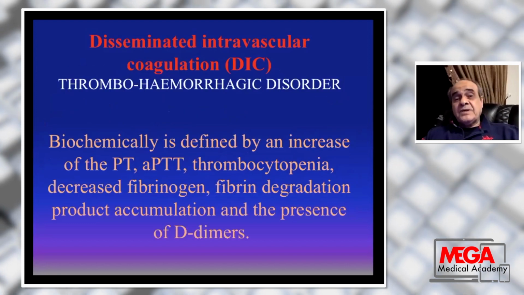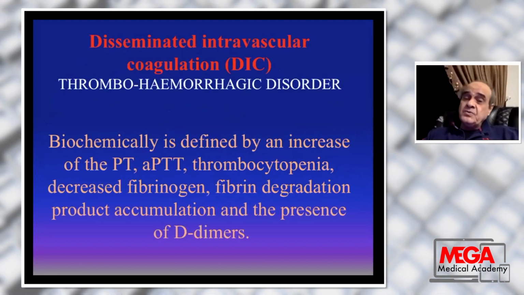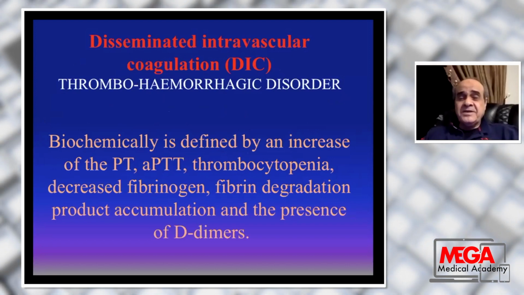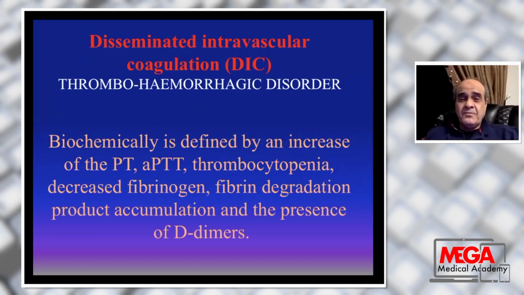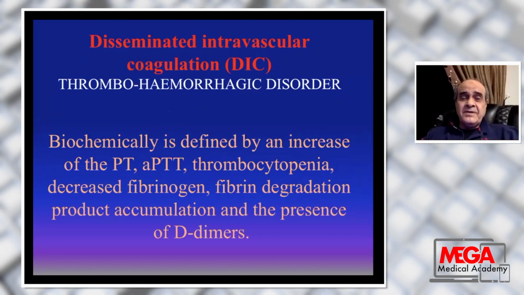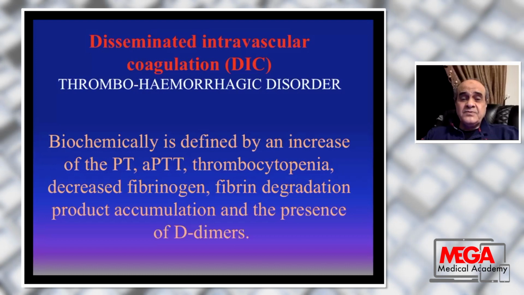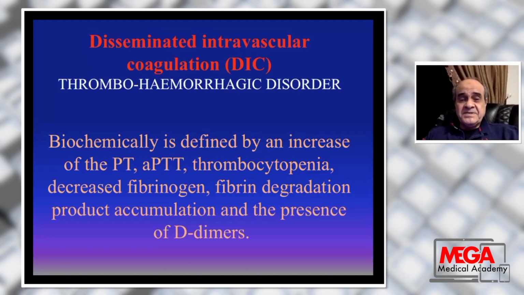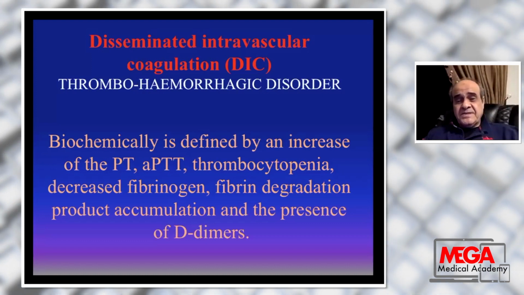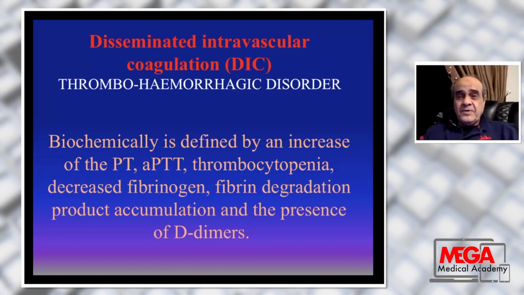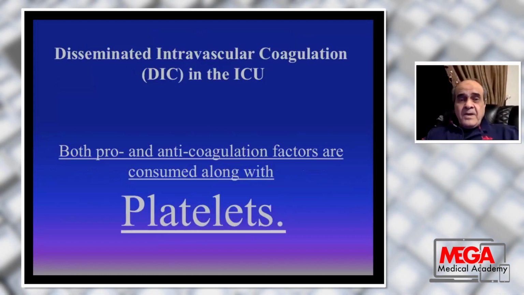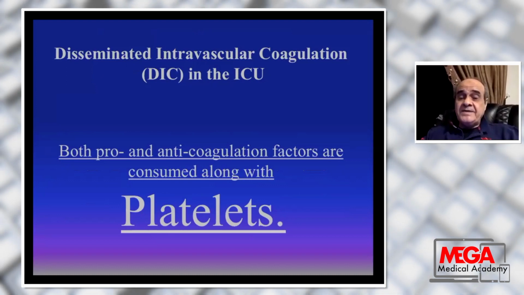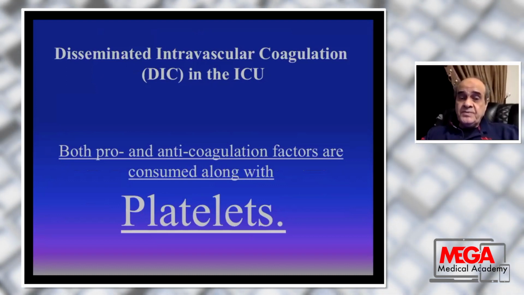Disseminated intravascular coagulation, or thrombohemorrhagic disorders: we sometimes face these problems, and the degree of severity differs from patient to patient, but we can be faced with this problem, especially in multi-organ failure, in severe sepsis, and in situations like placental abruption and amniotic fluid embolism. In DIC in the ICU, both procoagulant and anticoagulant factors are consumed along with platelets.